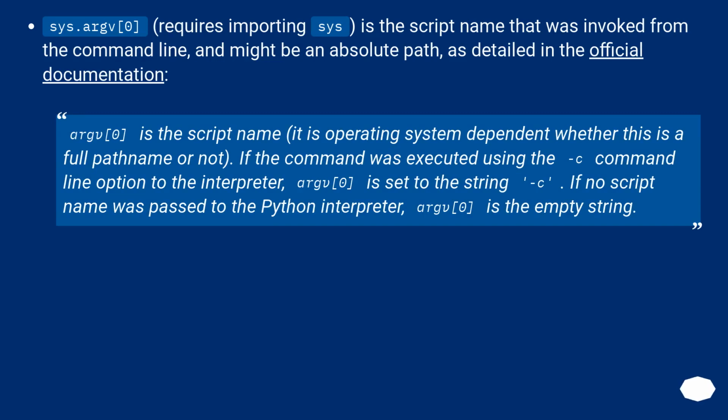sys.argv[0] requires importing sys, is the script name that was invoked from the command line, and might be an absolute path, as detailed in the official documentation. argv[0] is the script name. It is operating system dependent whether this is a full path name or not. If the command was executed using the -c command line option to the interpreter, argv[0] is set to the string '-c'. If no script name was passed to the Python interpreter, argv[0] is the empty string.